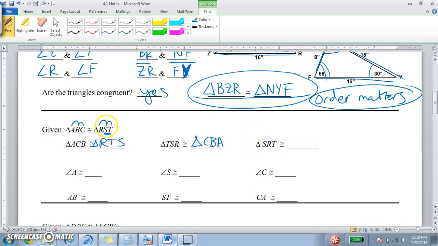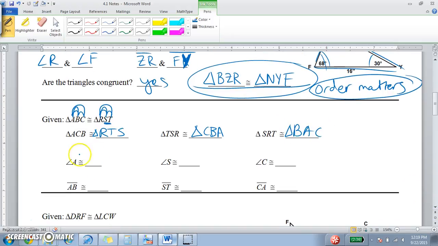And SRT, so that's the second one, the first one, and then the third one. That would be second one, first one, and then the third one. So BAC. Triangle BAC. Now, to match up all of these, all we do is just look at this original statement, or we could look at any of these statements.